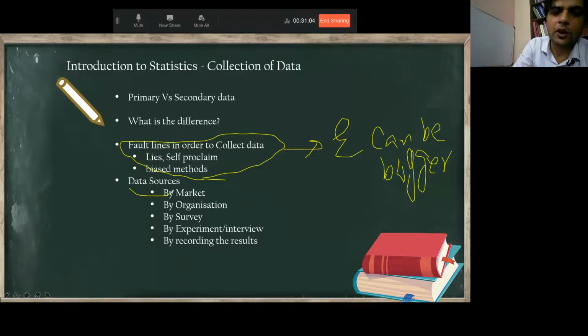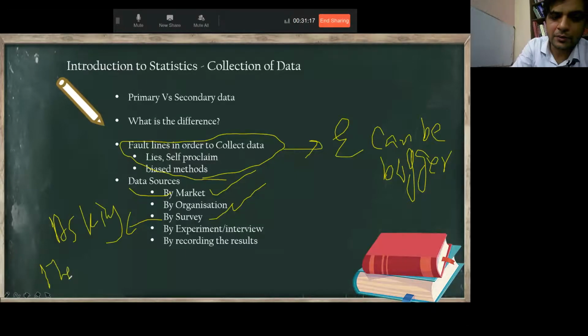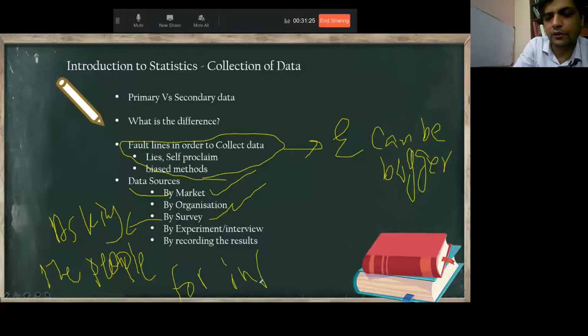And sources, we already know the sources. I told you that we can get the data by market, by organization, by conducting a survey. Survey, what is survey? Survey is asking the people for information. Information here is data, right? Directly, that's the survey.